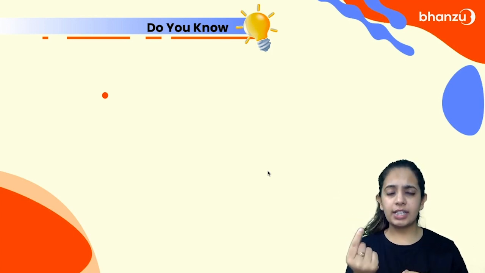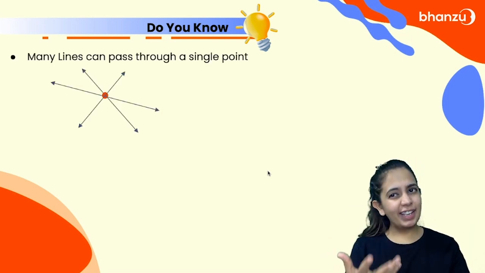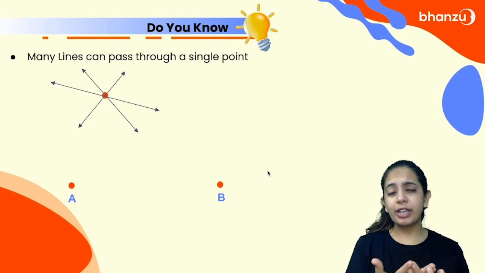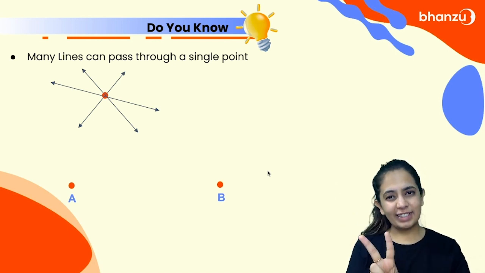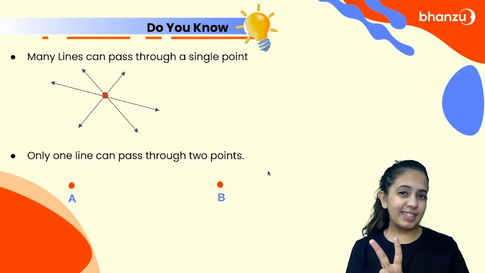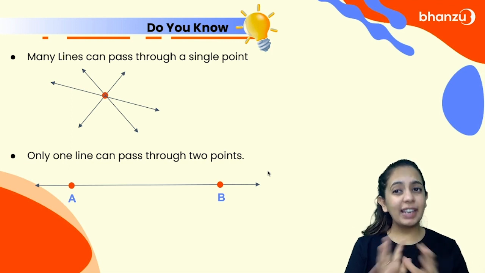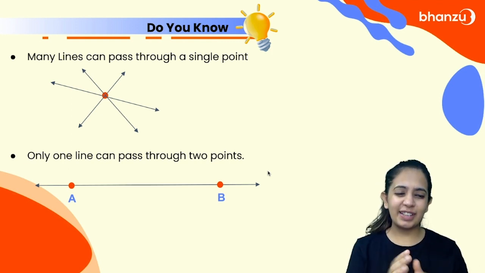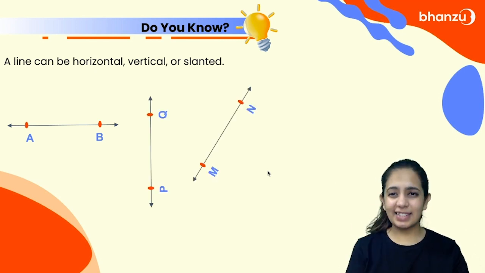Moving on to the points and the lines passing through it. If I give you a point, how many lines can you pass through this particular point? There can be many, right? Correct. And what if I give you 2 points? How many lines can you pass through these 2 points? So my dear, there is just one single line that you can pass through 2 points. And many lines can pass through one single point. And the line can be horizontal, it can be vertical, and it can be slanted as well.